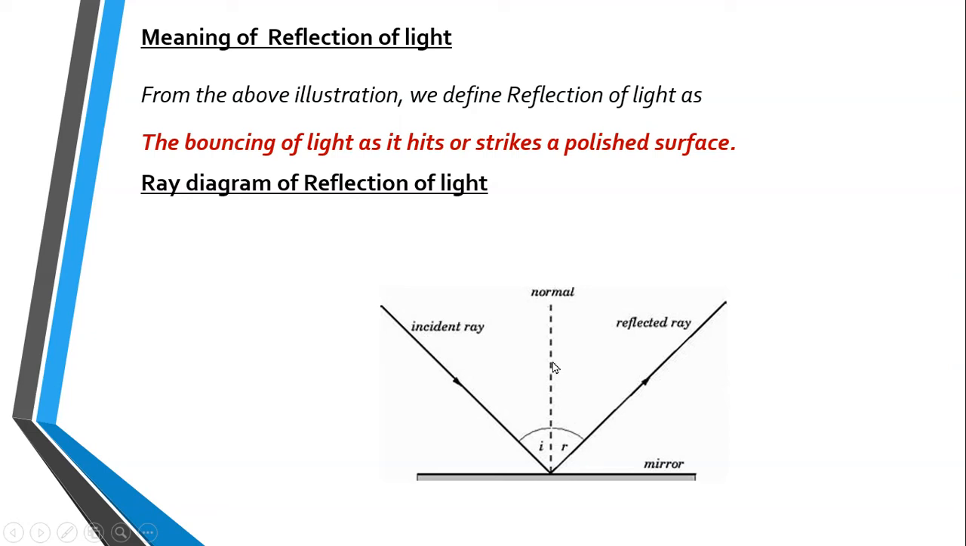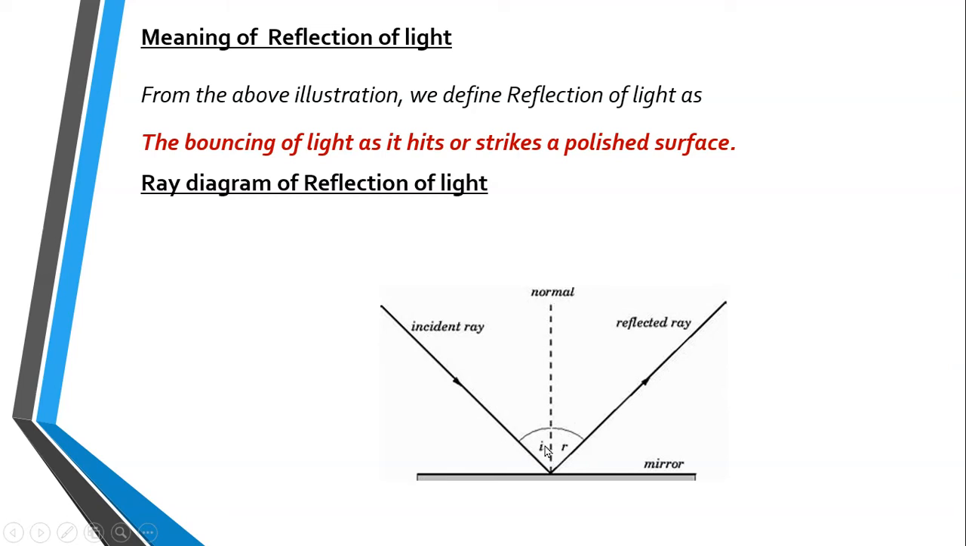Now, it is just normal. Don't add ray to the name. If you add ray to the name, it is going to be marked wrong. The whole diagram will be wrong. So exercise extra caution in drawing the ray diagram. It is not called normal ray, it is normal or perpendicular. Don't put an arrow on it.